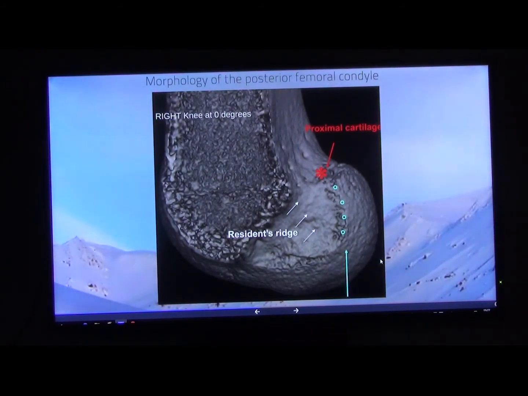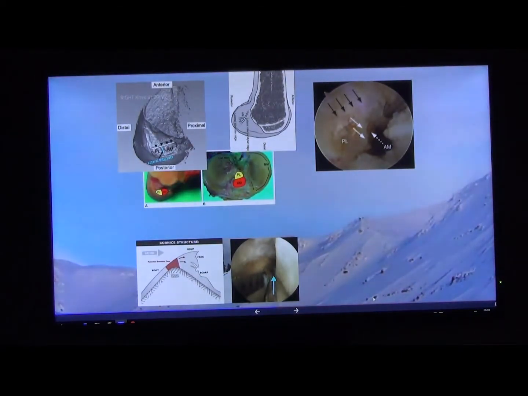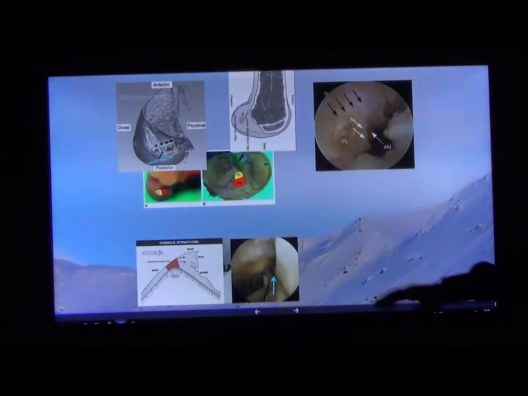And I actually don't like the term resident's ridge for residents or registrars; I think it's a bit disparaging. It's the lateral intercondylar ridge, and the cyan arrow points to the posterior cartilage margin and the proximal cartilage margin in red. So let's go to 90 degrees and look at a knee. From now on, we're going to talk about knees when they're at 90 degrees.